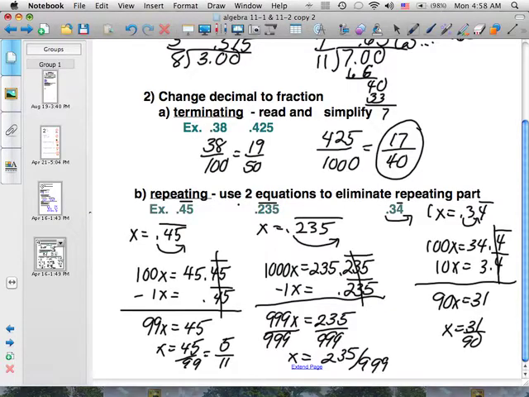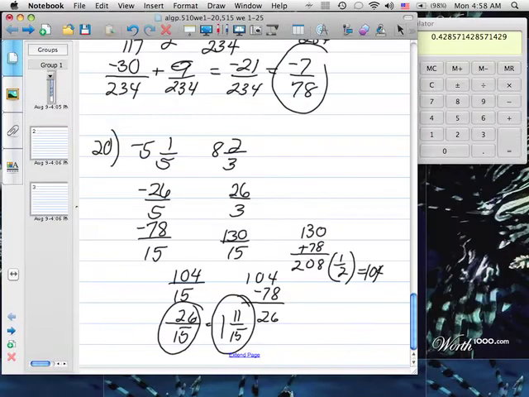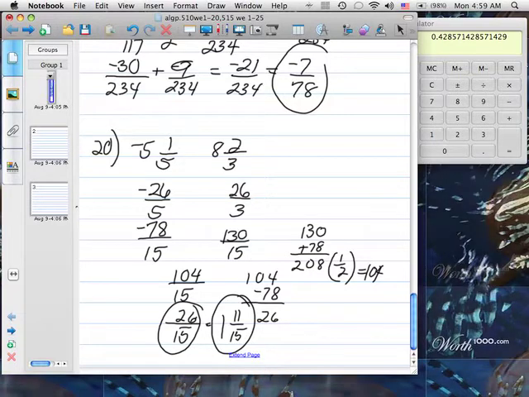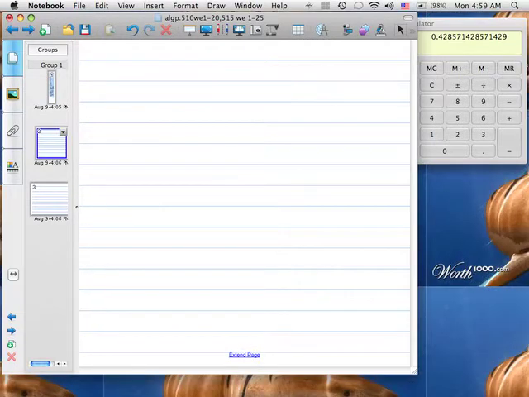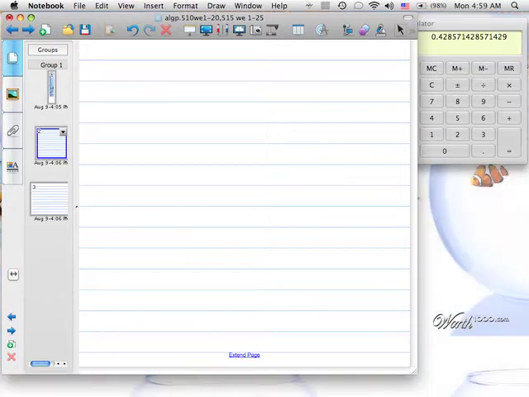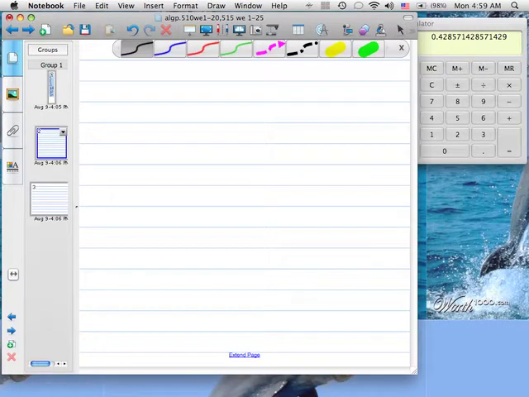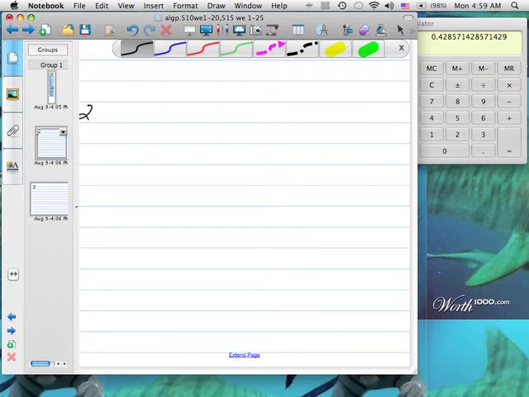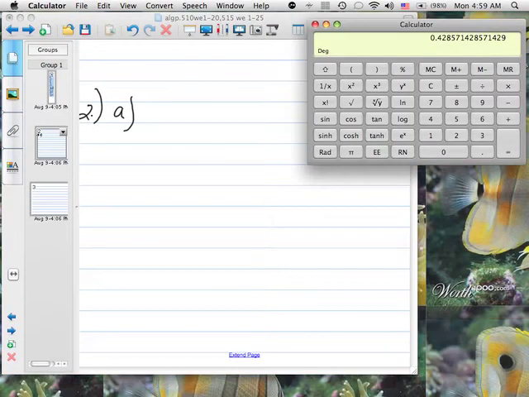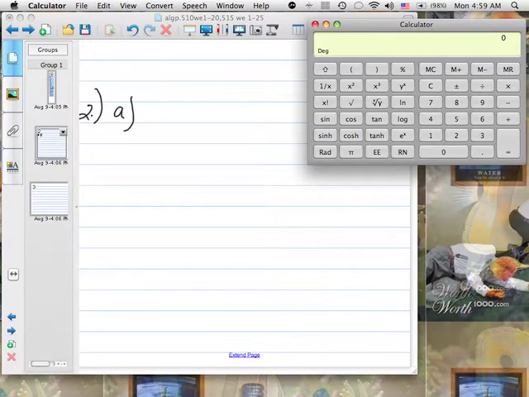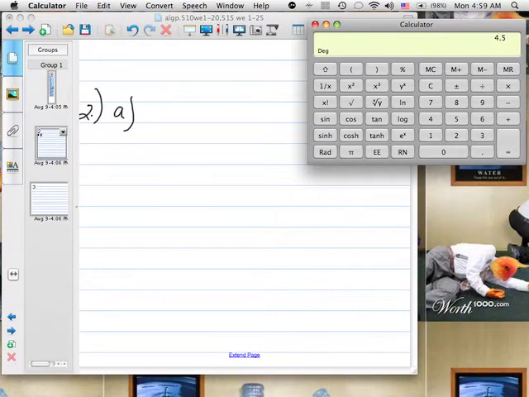And then the last part of your assignment is on page 515, so turn to that. It's 1 to 25. It says express each rational number as a terminating or repeating decimal. So number 2A, 9/2. You can just use your calculators. It's 4.5.